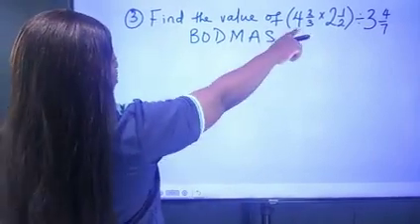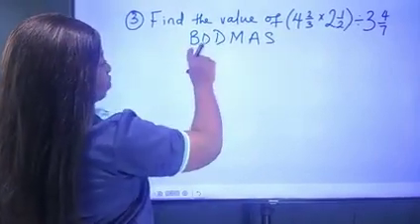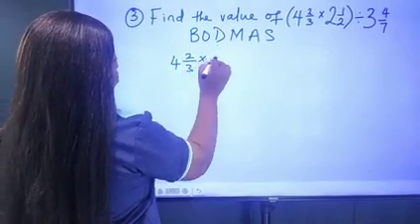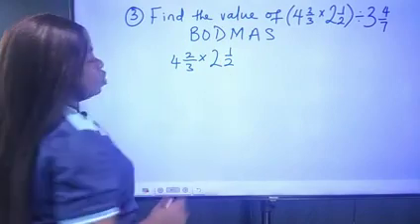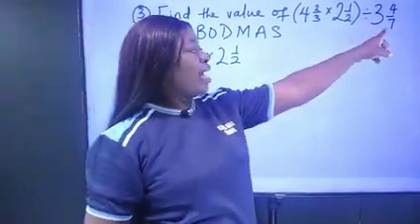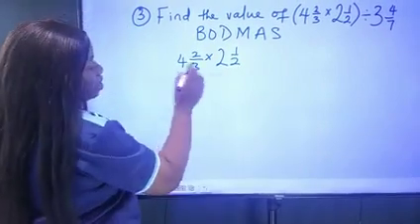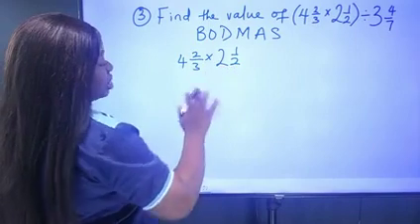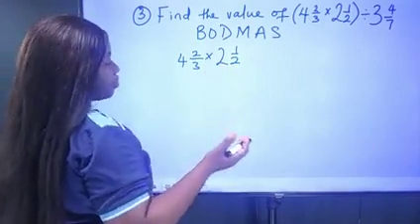Now the first thing we have to deal with here is the operation in the bracket. So let's write it out. 4 whole number 2 over 3 times 2 whole number 1 over 2. So after simplifying this, then we'll simplify the other one. So now let's convert this to improper fraction. When multiplying by mixed numbers, convert everything to improper fractions.